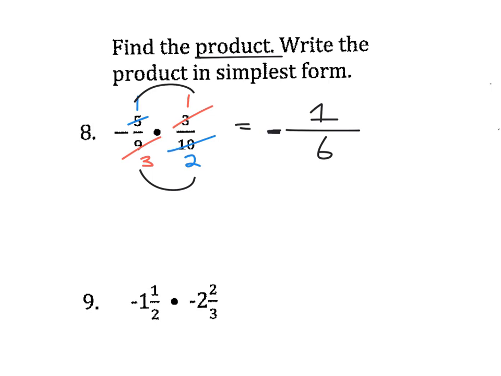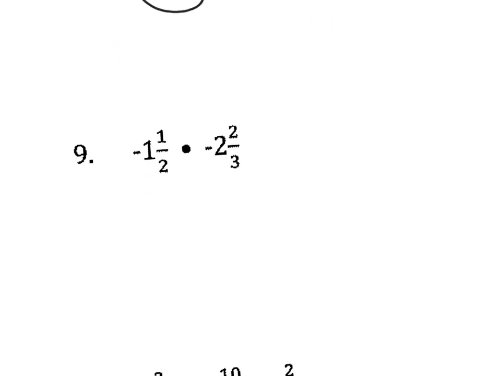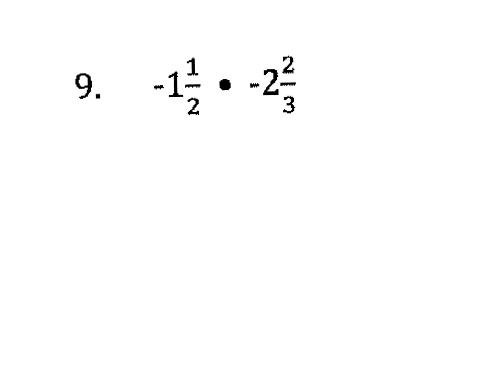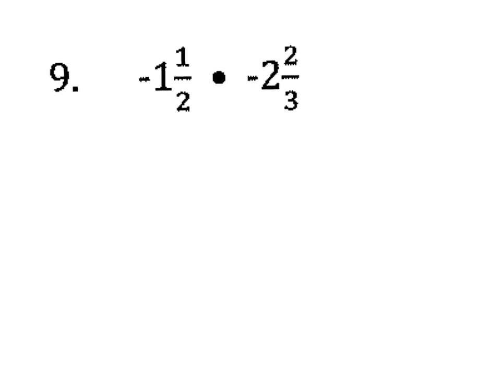Okay, for number 9. I've got negative 1 1/2 times negative 2 2/3. Before I can multiply out these fractions, I have to make sure that they are improper fractions first. I can't multiply mixed numbers. That's just not going to work. So first off, 2 times 1 is 2, plus 1 is 3. So that's going to be negative 3 over 2. That's my first fraction. Okay, times, same concept, 3 times 2 is 6, plus 2 is 8. Negative 8 over 3. Now, once I've done that, I can simplify.